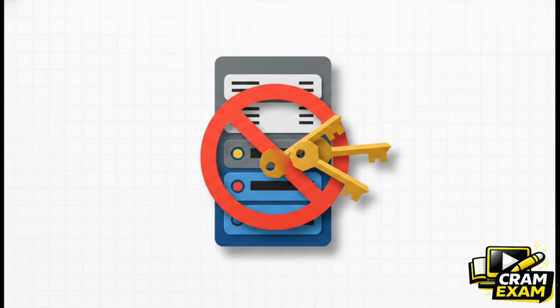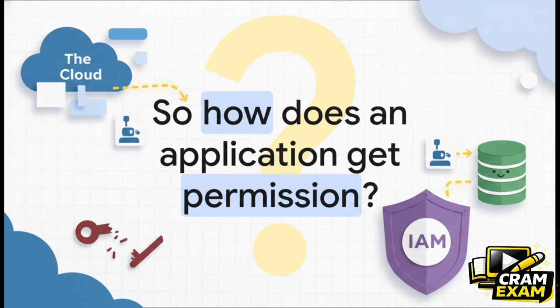And it is this. Applications should never store AWS credentials directly. Never. Let that sink in. So naturally, you might be wondering, how does an application get permission then? We know it needs access to function, but we just established we absolutely cannot give it a permanent key. Well, this is where we pivot from a potential disaster to the smart, highly secure solution.